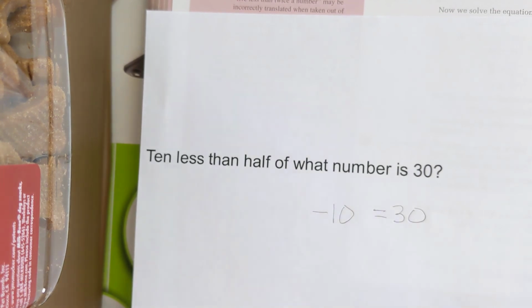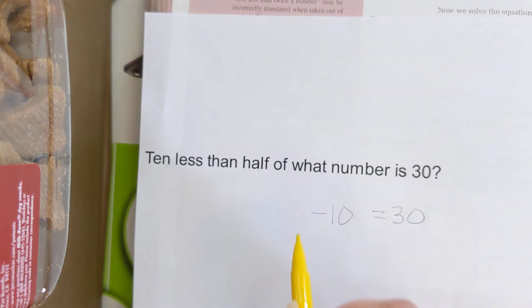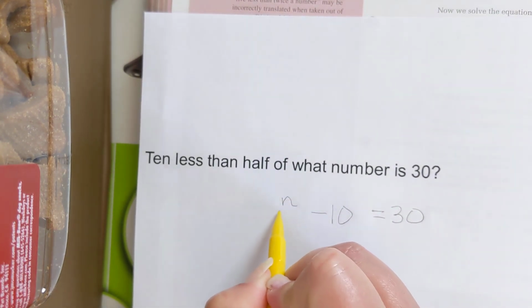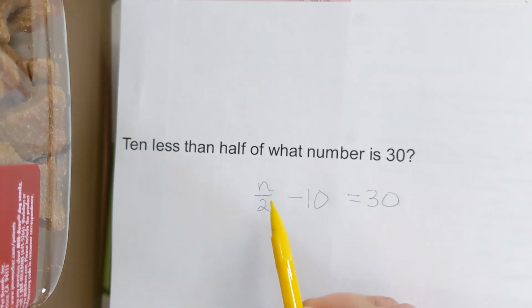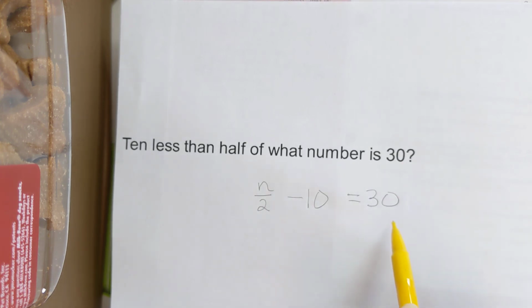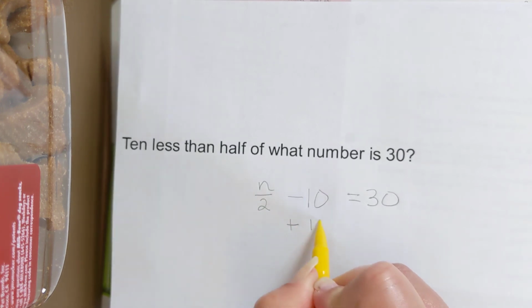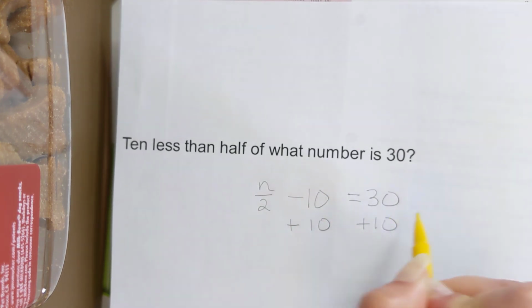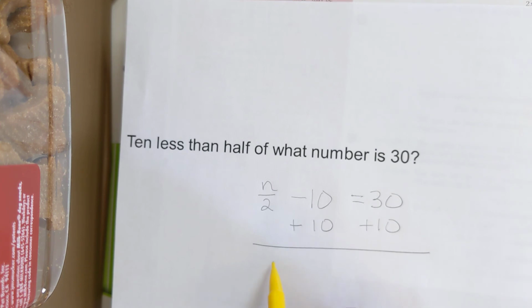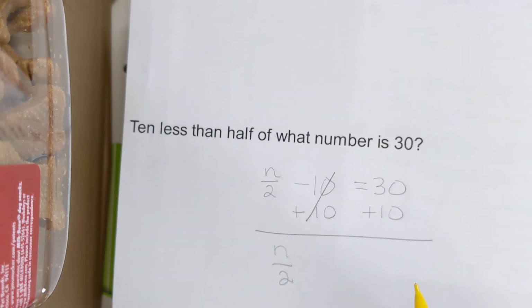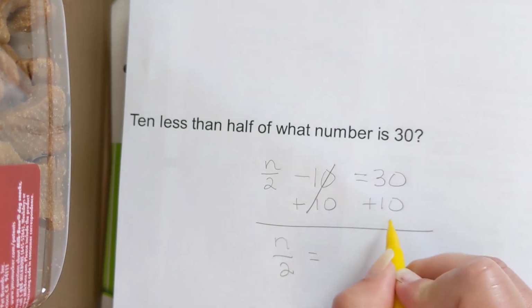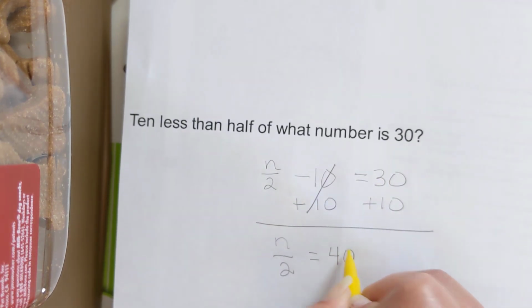So how do I write half of a number? Well, I can take number divided by 2. That's half of a number. So I have a number divided by 2 minus 10 equals 30. First thing I need to do, add 10 to both sides. That will give me number divided by 2 equals 30 plus 10 is 40.